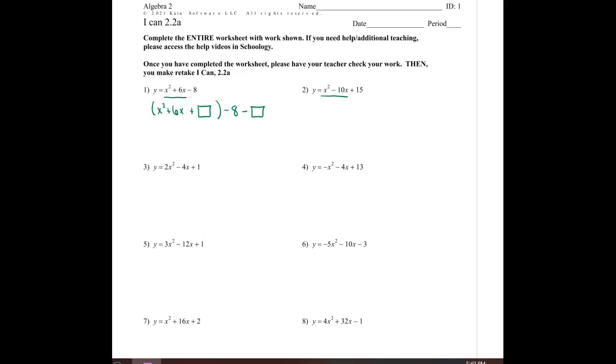So just a reminder, the reason why I want to add the box and subtract the box is because I want to keep x squared plus 6x minus 8 the same. I want to keep it equivalent. So by adding a number and then taking it away, essentially those boxes cancel each other out. So I think it's a good idea to always factor out a number.